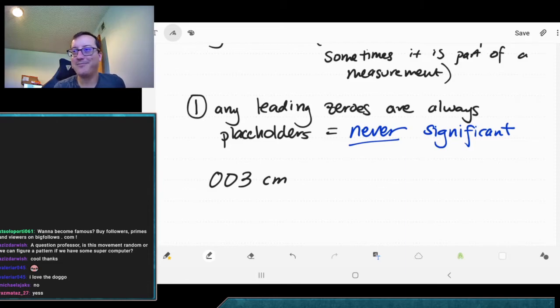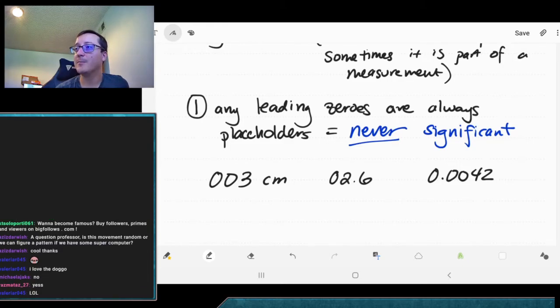But that's not something that we see. No one's going to write 002.6. Like, it just doesn't make sense. Although those are placeholder zeros, they have no impact on our measurement, right? Nobody cares that that 0 is there. And so those zeros are not going to be significant. Even if I take a number like this, those zeros are just placeholders. They're there to tell me that that number is really small, right? But they don't actually have any information about the measurement.